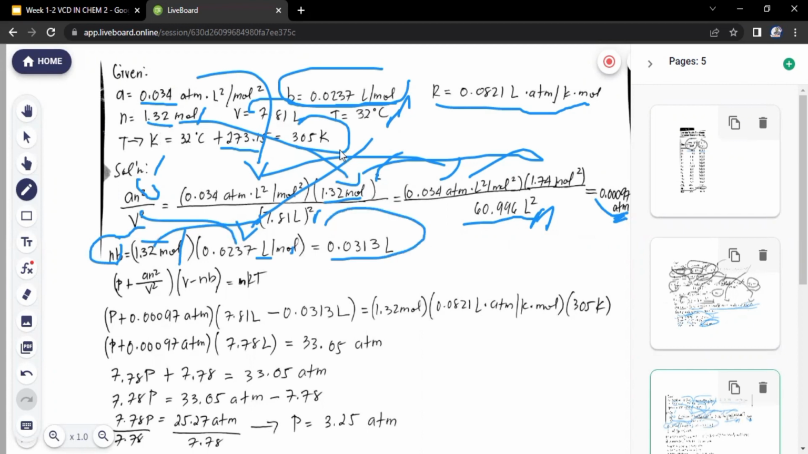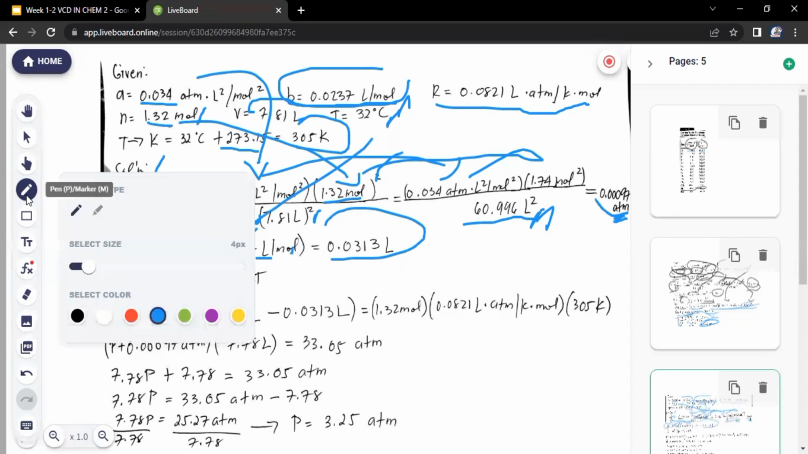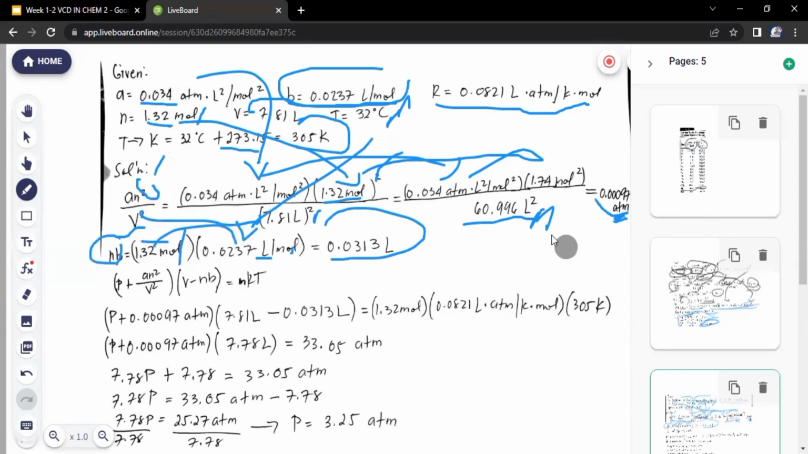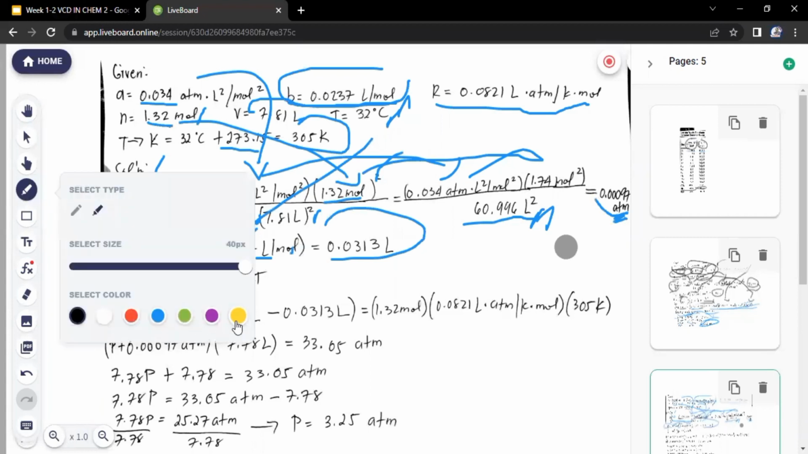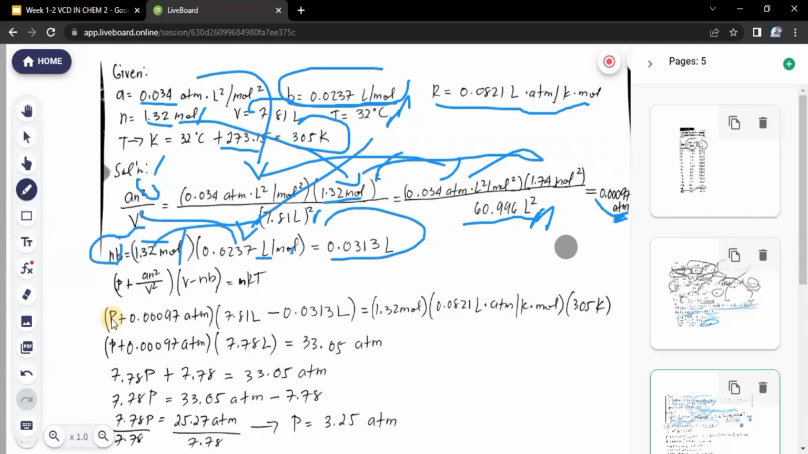Now, you already have the values, so all you need to do now is solve. The first thing that you need to do is plug the values. The value of your P is P, plus, again, the value of your a n squared over V squared, this one, 0.0097 atm. So you will have this one, and then multiply that to the value of your volume, which is 7.81, and then the value of your nb, this one, 0.031 liters.